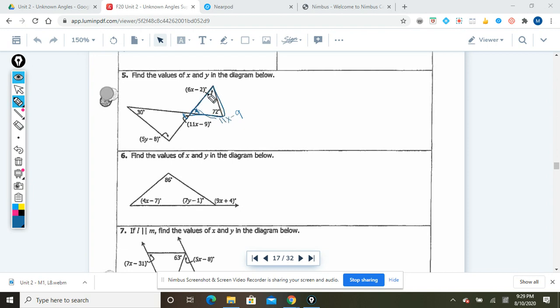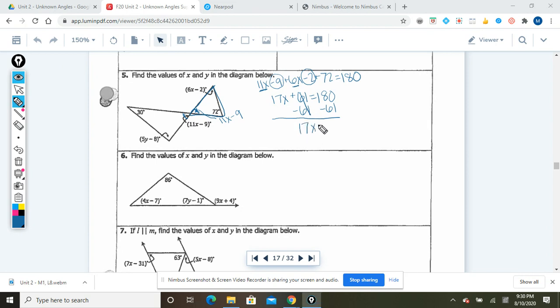Okay, so what I'm going to do is focus on this smaller triangle. I'm going to say everybody in there adds up to 180. So 11x minus 9 that I got from that vertical angle, plus 6x minus 2 plus 72 should all equal 180. I get 11x plus 6x gives me 17x. Negative 9 minus 2, that's negative 11. And 72 minus 11 is 61. So plus 61 equals 180. Subtract 61 from both sides.